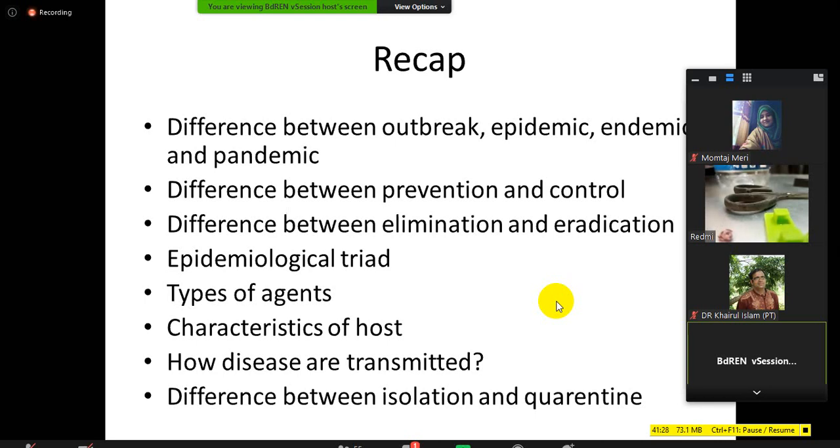So that's why WHO recommended the 3Ws. The first W is wash your hands. The second W is wear a mask, and the third W is watch social distancing. This is a very important message. If you strictly follow these 3Ws, you can save yourself, your family, your society, and as a whole you can save your country.